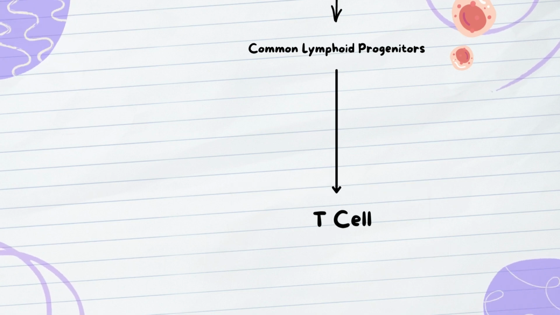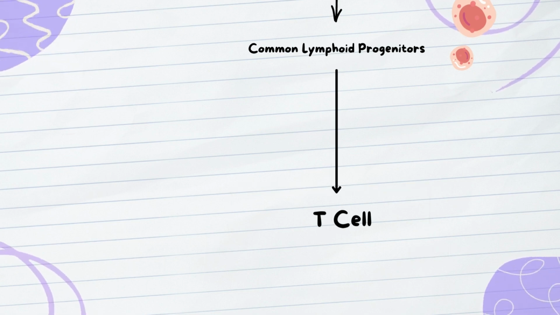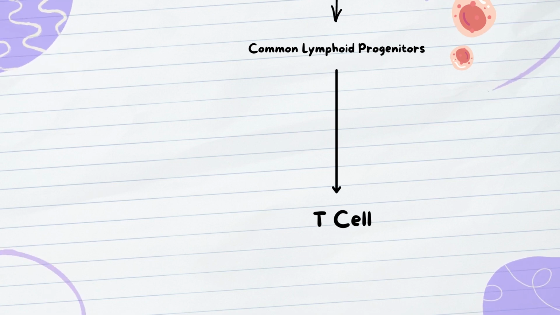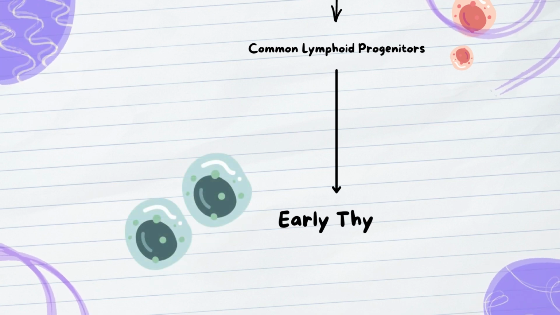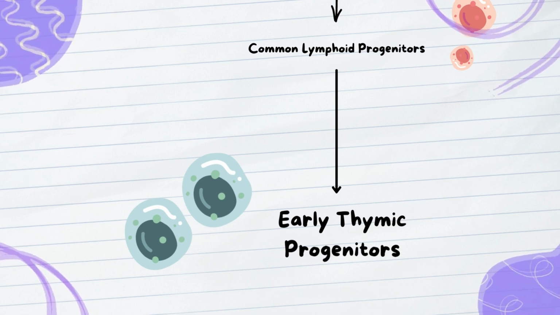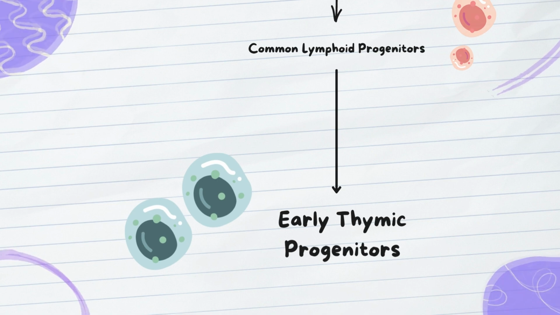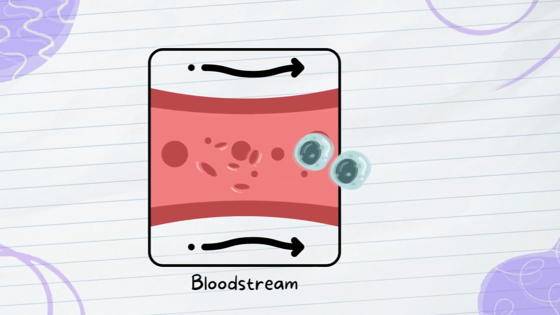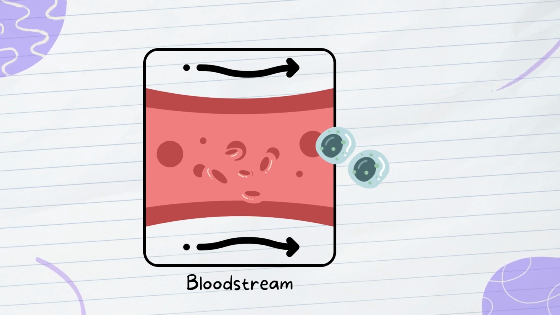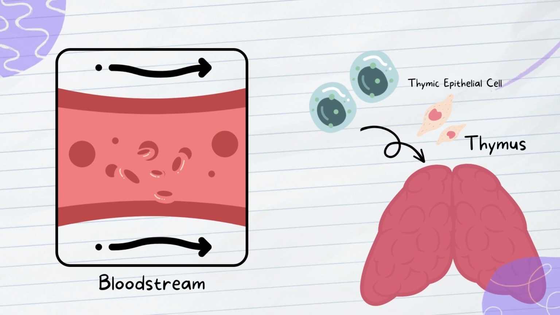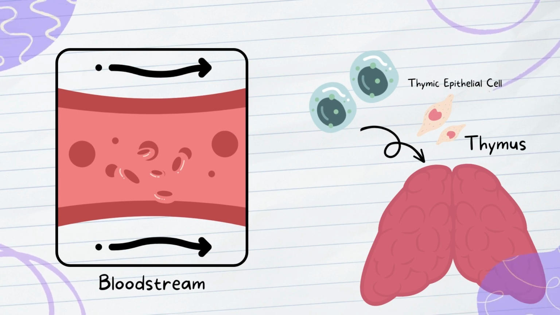However, once there is entry into the thymus, the progenitors can no longer differentiate into other cells, beginning the pathway specific for T cell development. Progenitors that specifically become T cells are referred to as early thymic progenitors. These common lymphoid progenitors leave bone marrow and are released into the bloodstream until they encounter the thymic epithelial cells, at which point the interaction between the two cells can facilitate the entry of common lymphoid progenitors into the thymus.